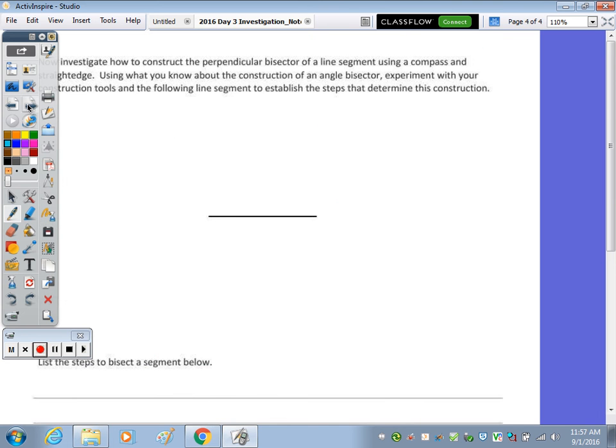Last page. Now we're actually going to take a look at how to do that perpendicular bisector construction. So take a moment, pause the video, investigate with the tools, using what you know about the construction of an angle bisector. Try to apply that here. And then we're going to list the steps below on how to bisect a segment. So go ahead and pause, and then we'll do the construction.